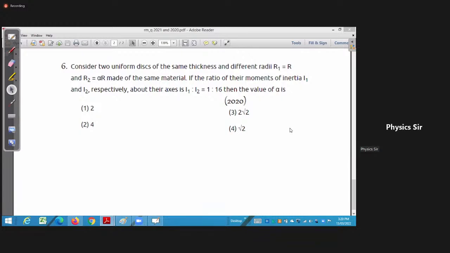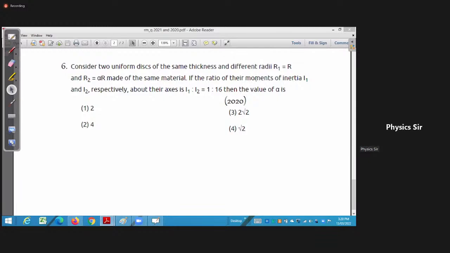Okay, so consider 2 uniform discs of the same thickness and different radii. One is having the radius r and the second is having the radius alpha r. I was planning that I'll be taking these MCQs in 2 lectures, 2 hours each. So consider 2 uniform discs of the same thickness having the radii r1 is r and r2 is alpha r, made of the same material. दोनों का material same है तो रहने दो, क्या फर्क पड़ता है?